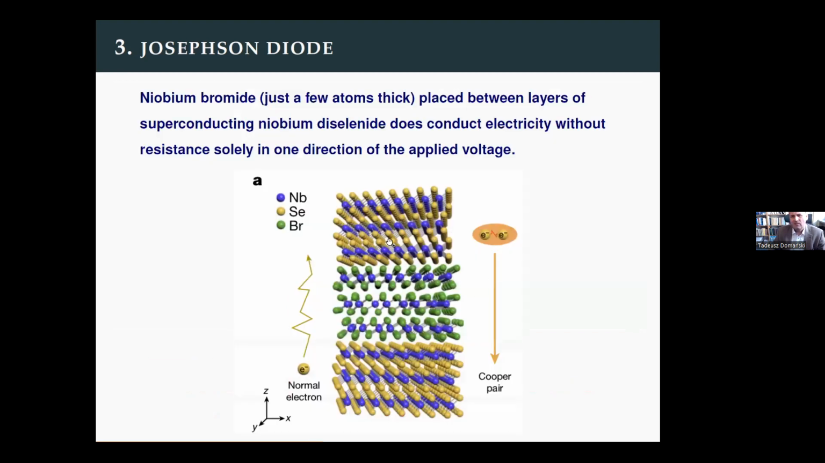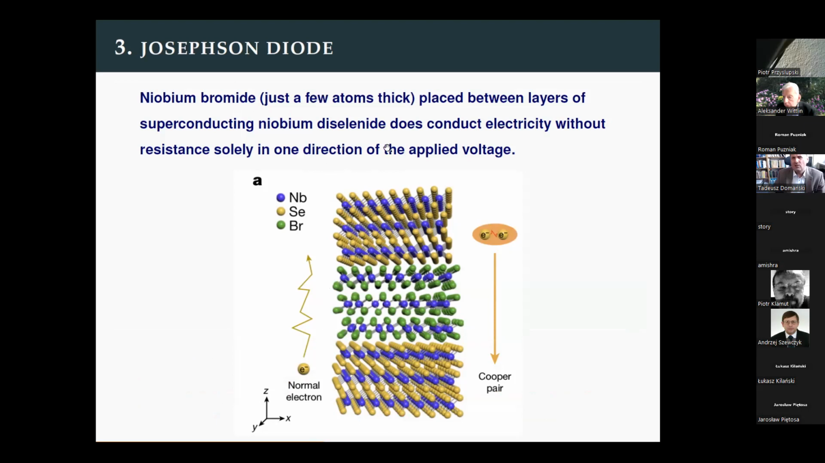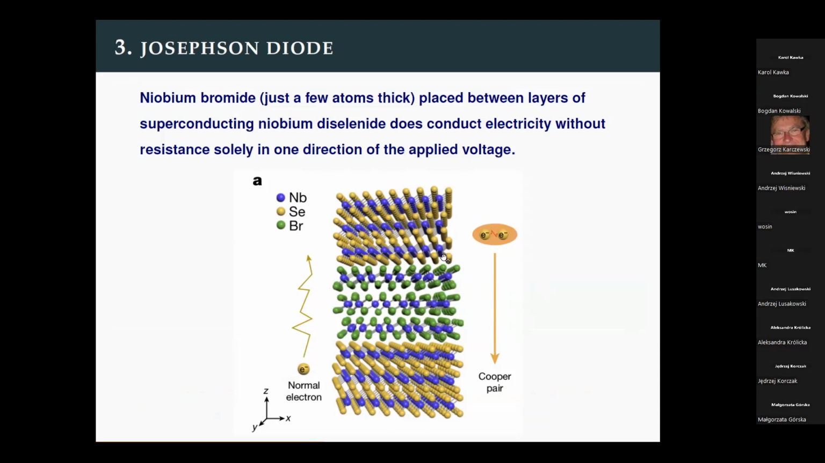So the structure in principle looks like this, that you have some small region connecting niobium diselenide in the upper, in the bottom part. It's just a few atoms thick region, and it's possible to transmit Cooper pairs from one side to another, whereas if you force a charge to move from the bottom to the upper part, then such current flow is resistive, is related with some finite resistance.